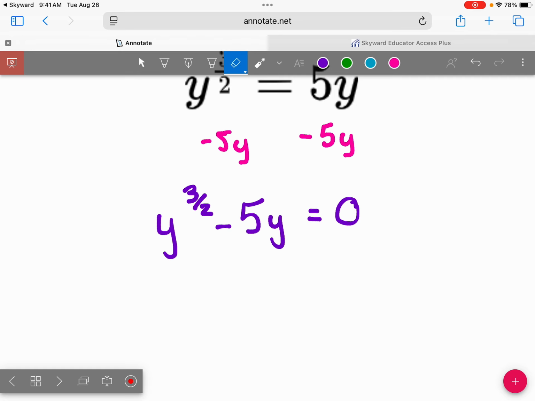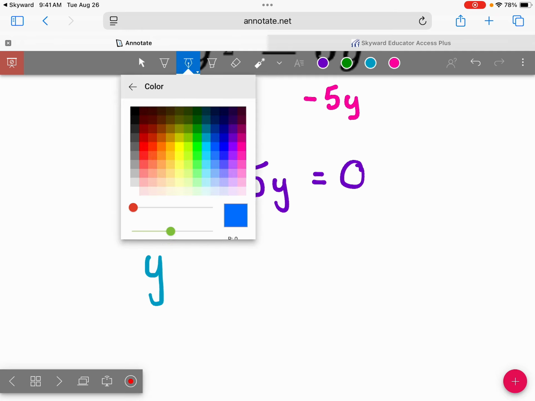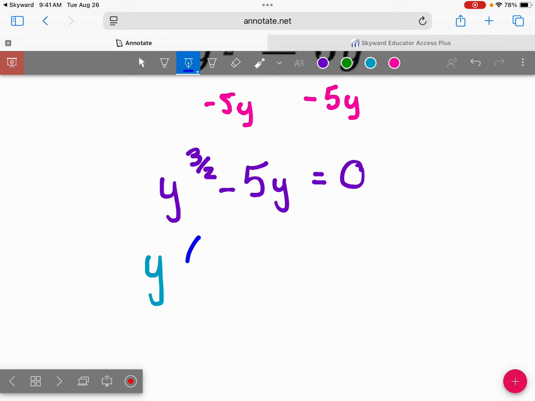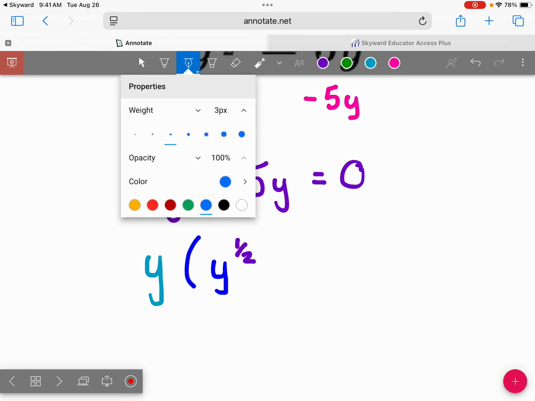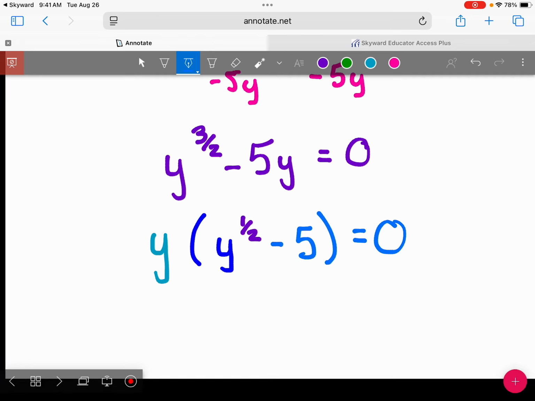And then what I'm going to do is I'm going to say, okay, I see y's in both of these spots, and I don't like having 2 y's. Ugh. So we're going to factor out a y to the first. If I take 1y out of y to the 3/2, what am I left with as the exponent here? 1/2. And if I factor a y out of 5y, we just get our minus 5. So I'm factoring out a y. It leaves me with something gross, but surprisingly we can deal with this.